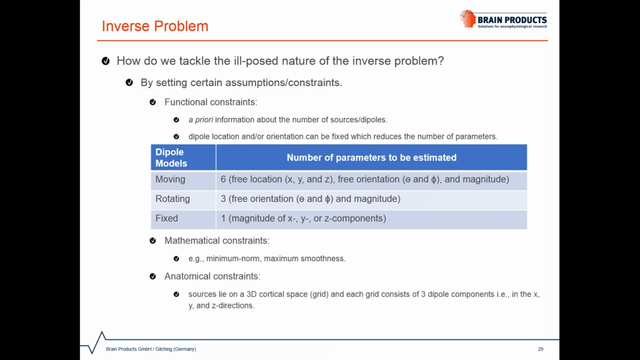The other family of constraints is known as anatomical constraints, where you can set constraints on the source space. This means you assume sources to be located within a grid of a desired cortical space, where each grid can consist of a single dipole with its 3 components.